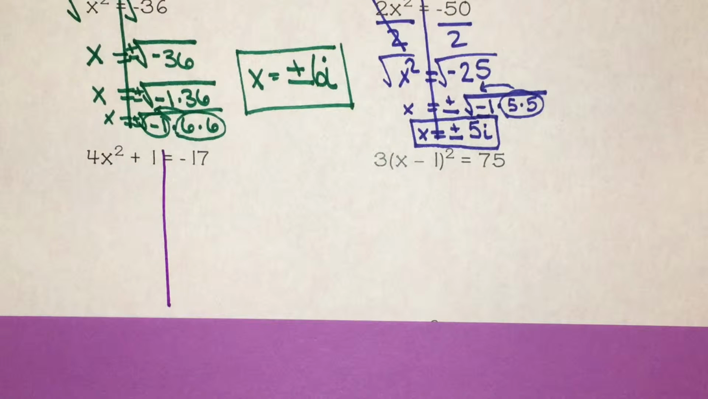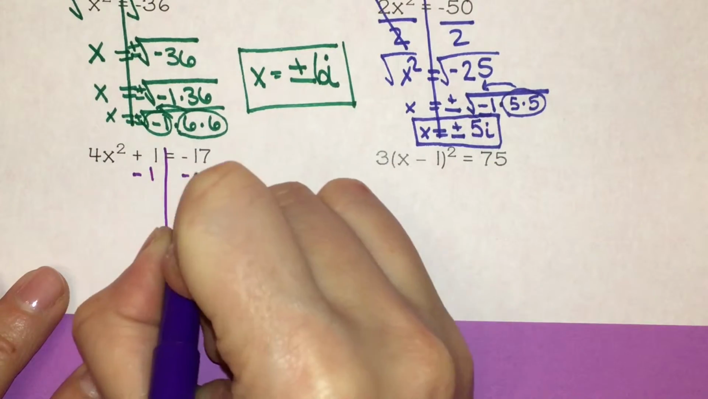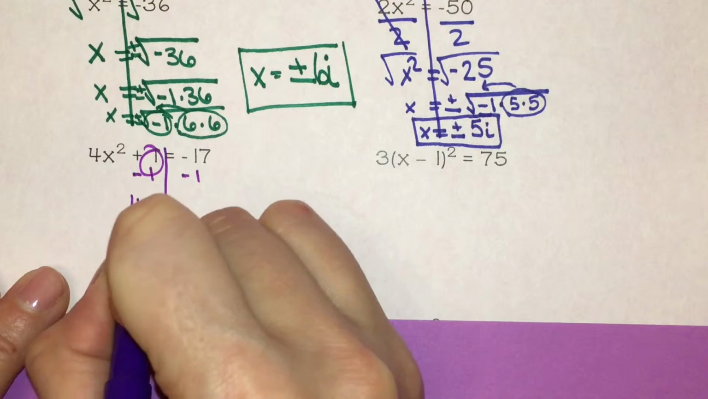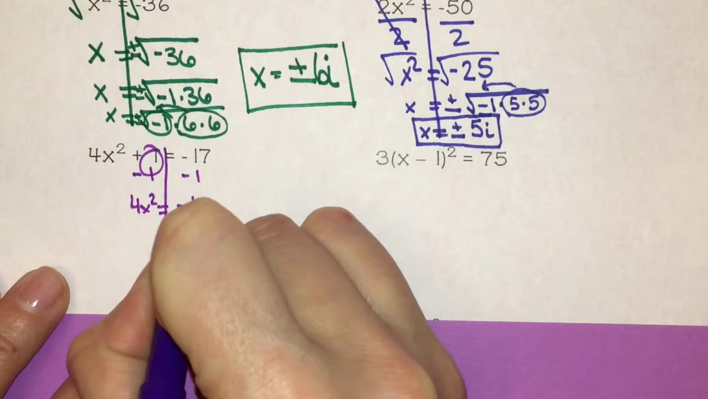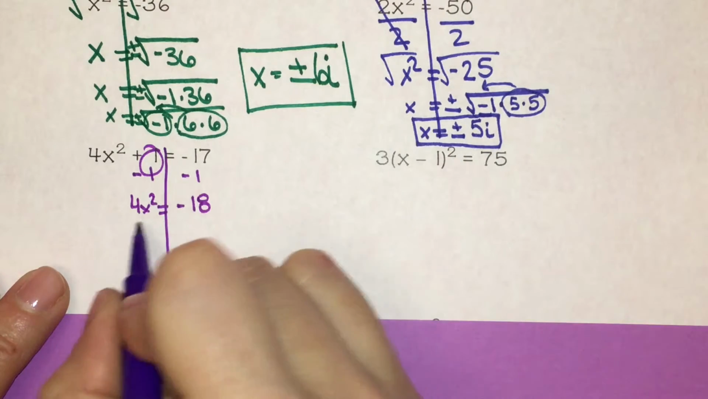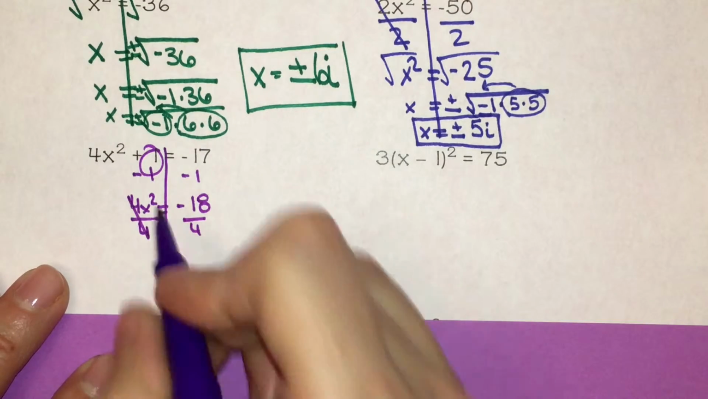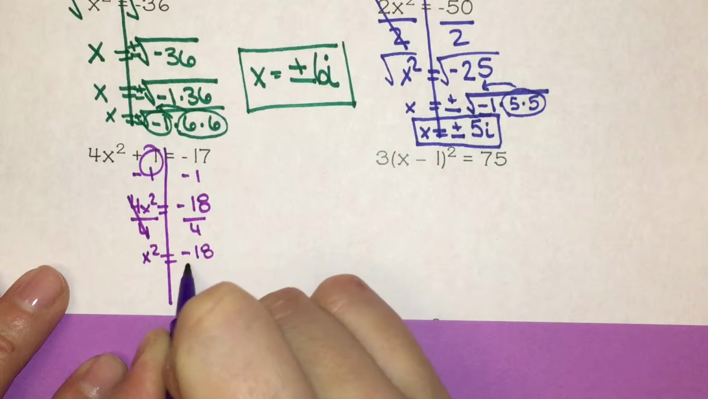Remember, I said you have to get x squared all by itself before you can take the square root of both sides. So I'm going to start by moving this plus 1 to the other side by subtracting 1 from both sides. 1 minus 1 is 0, so we have 4x squared equals negative 17 minus 1, which is negative 18. Now here I need to divide both sides by 4. 4 divided by 4 is 1, so I have x squared equals negative 18 over 4.